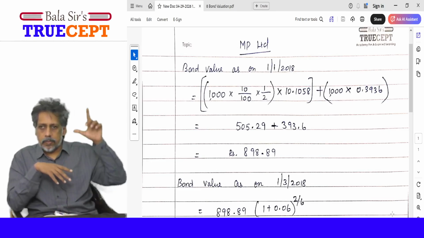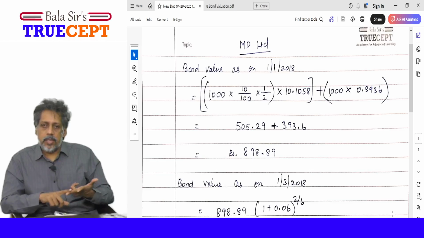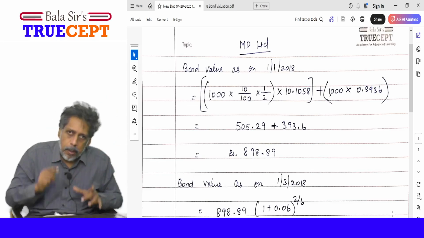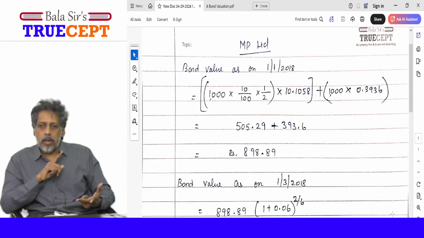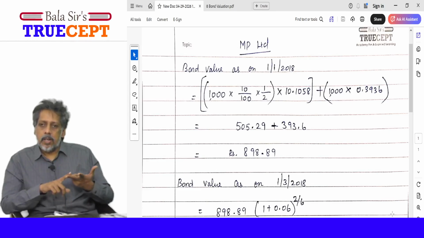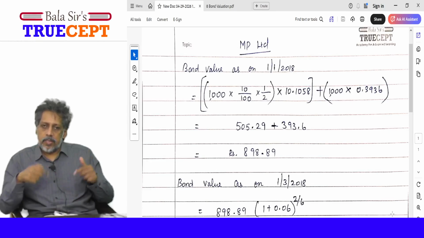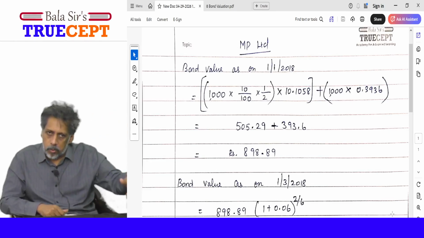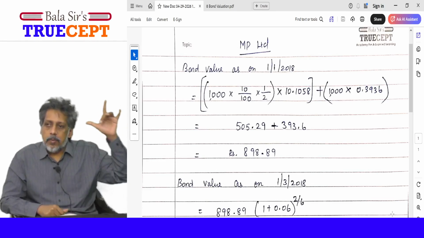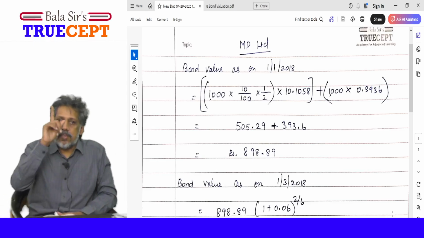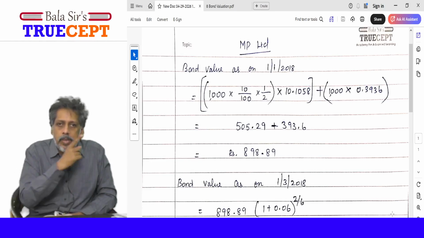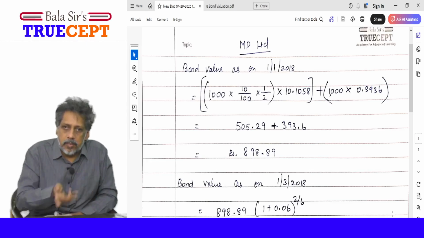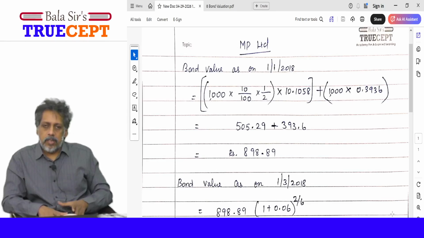The bond value as on 1st Jan 2018. So the present value of all the interest payments that you're going to get. So 1000 rupees face value into 10% per annum, that into 1 by 2 because every 6 months, 50 rupees, that into, I can take the annuity factor at 6% for 16 periods. Because every half year rupees 50, right? There are 16 such periods.